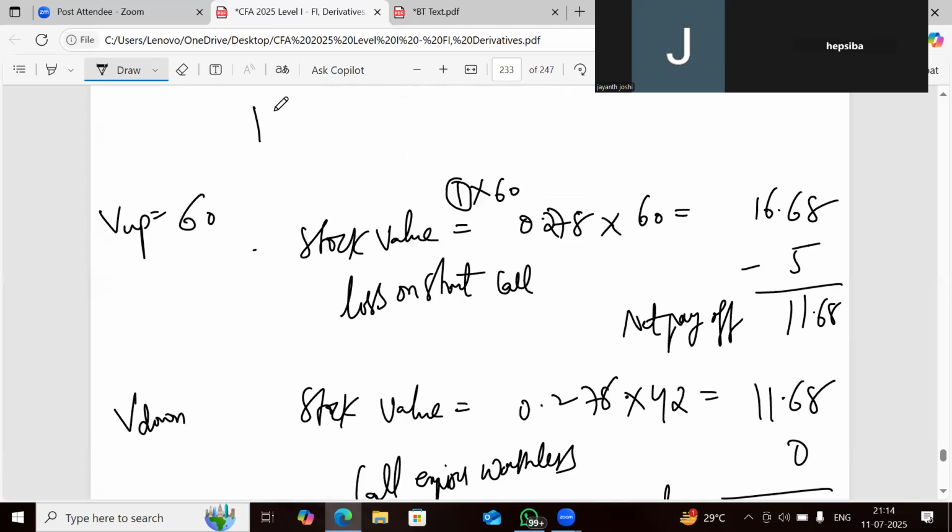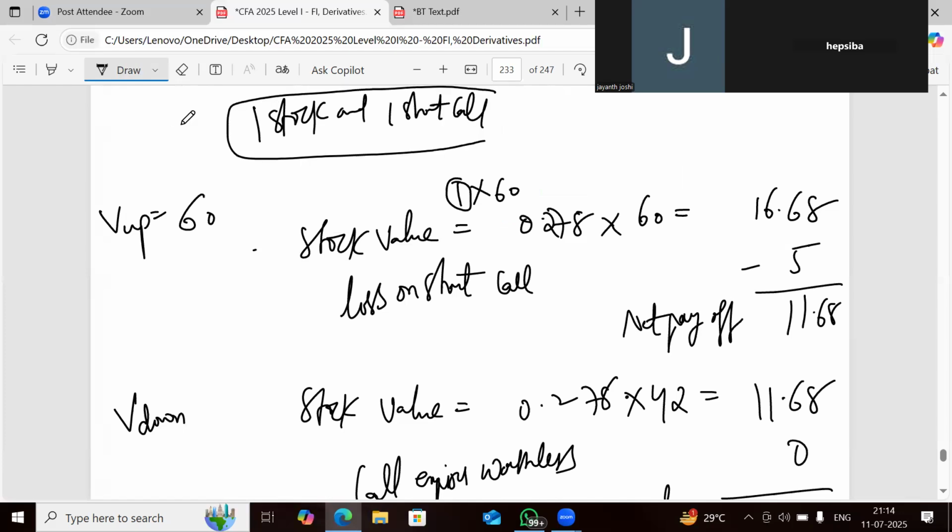So this will prove my point here that if this is the combination, I do not have one stock and one short call. No. If this is the case, I will never have both the portfolio values equal. So to make it a perfect hedge portfolio, I will take 0.278 in stocks and one short call.